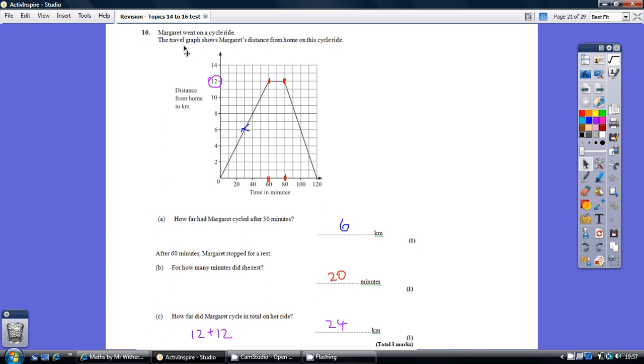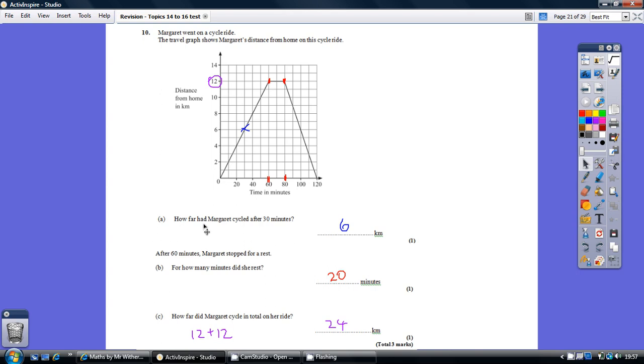Margaret went on a cycle ride. The travel graph shows Margaret's distance from home on this cycle ride. So she cycles along, she stops when she's 12 kilometers away from home. Obviously she stops for a little bit because she remains at 12 kilometers from home, and then the distance from home goes down as she makes her way home.